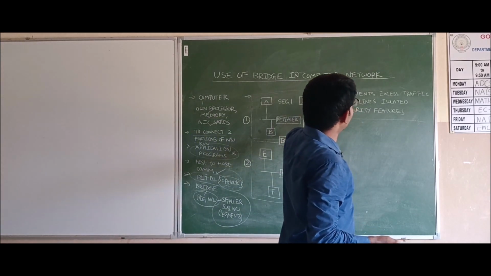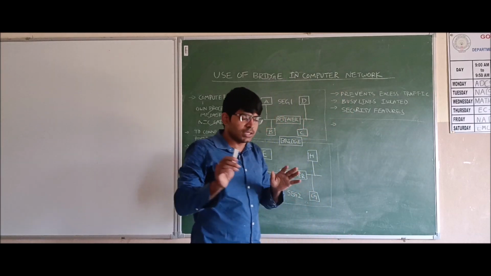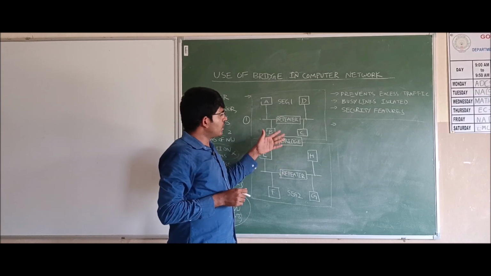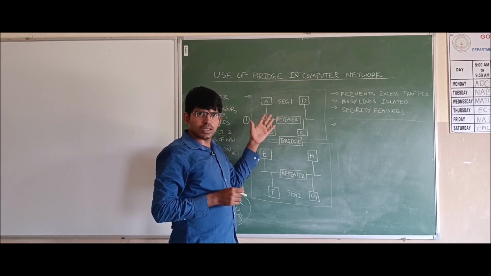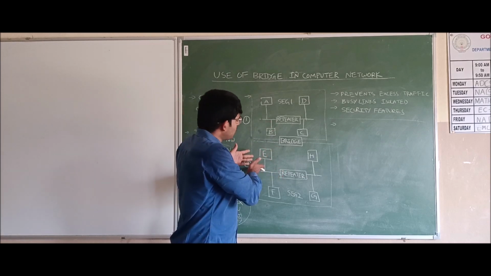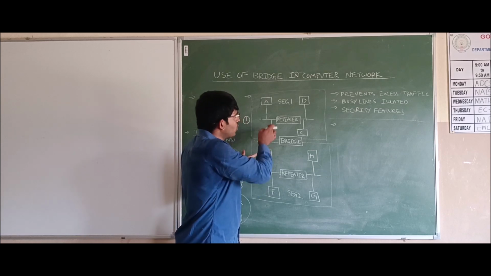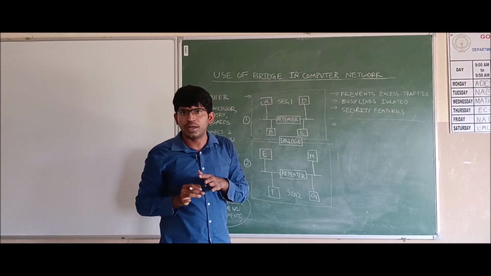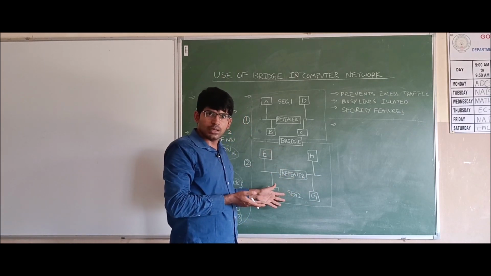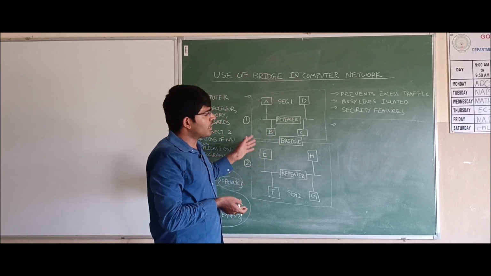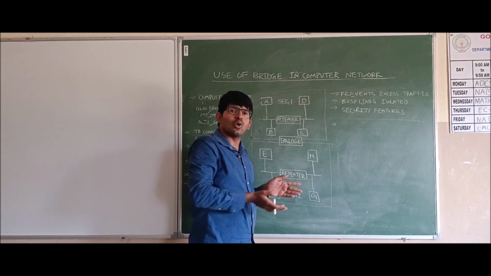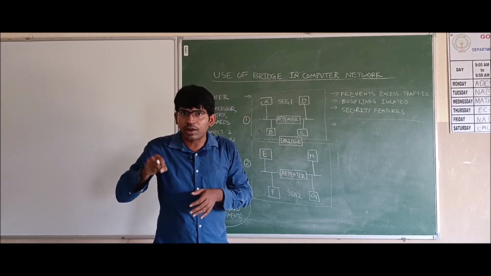So this bridge prevents excess traffic. Example, we are sending some data. This is one portion of the network. This is the second portion of the network. When we are sending data in this portion of the network, for example from A to D, then there is no need to send the data to the lower segment. Definitely the bridge will take care. Whenever we want to transmit data from A to D, the bridge will not send it to the lower segment. It controls the traffic.